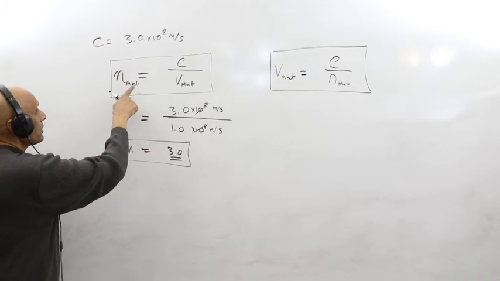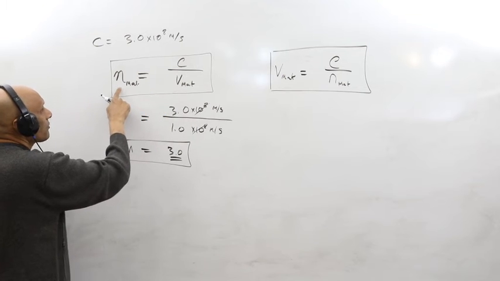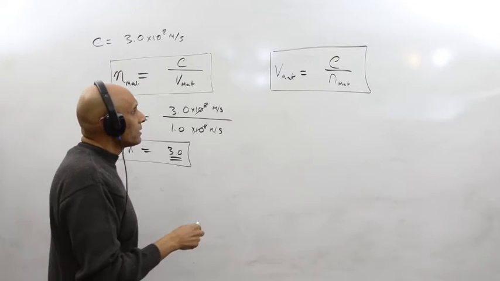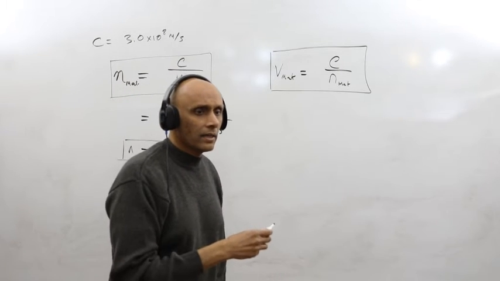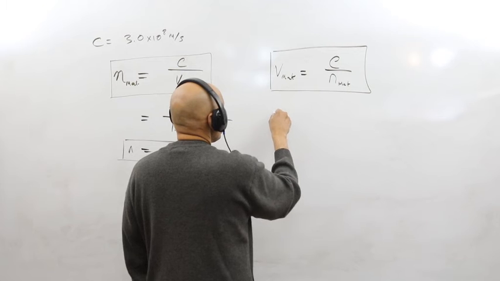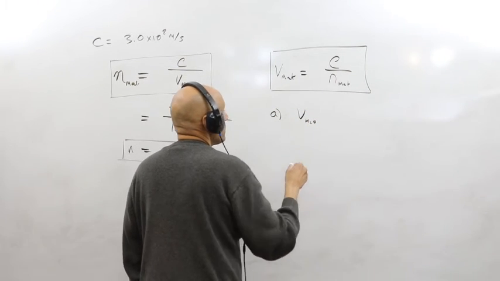A couple of little things you should be really wary about. For the index of refraction, notice the meters per second here and meters per second, they cancel. And so the index of refraction is just a pure number. So this is what we're going to be doing. Let me do some examples with some materials. Let's find the speed in water, H2O.